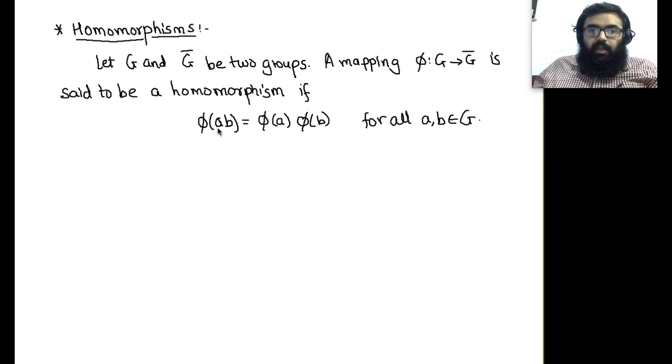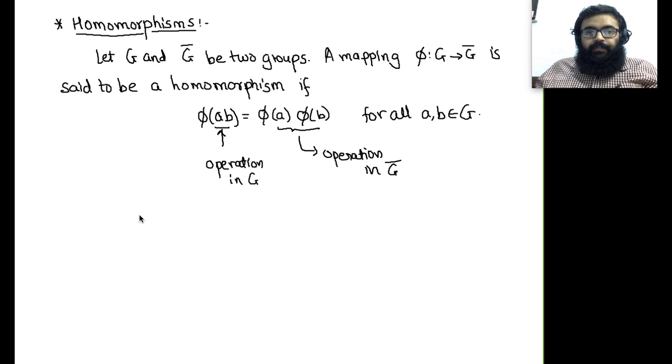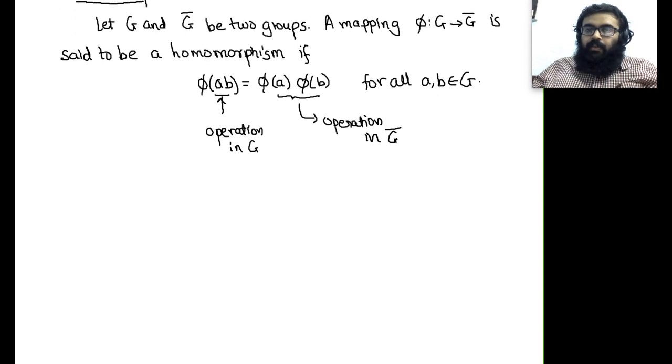Now remember this ab here is an operation in G, and this one is an operation in G bar. So a and b are elements of G. We actually write ab only, we denote this as a product, but ab means a star b, whatever the star is, a binary operation of G, and phi a phi b means phi a dot phi b, where dot is a binary operation in G bar. Right. So now let us consider some examples.